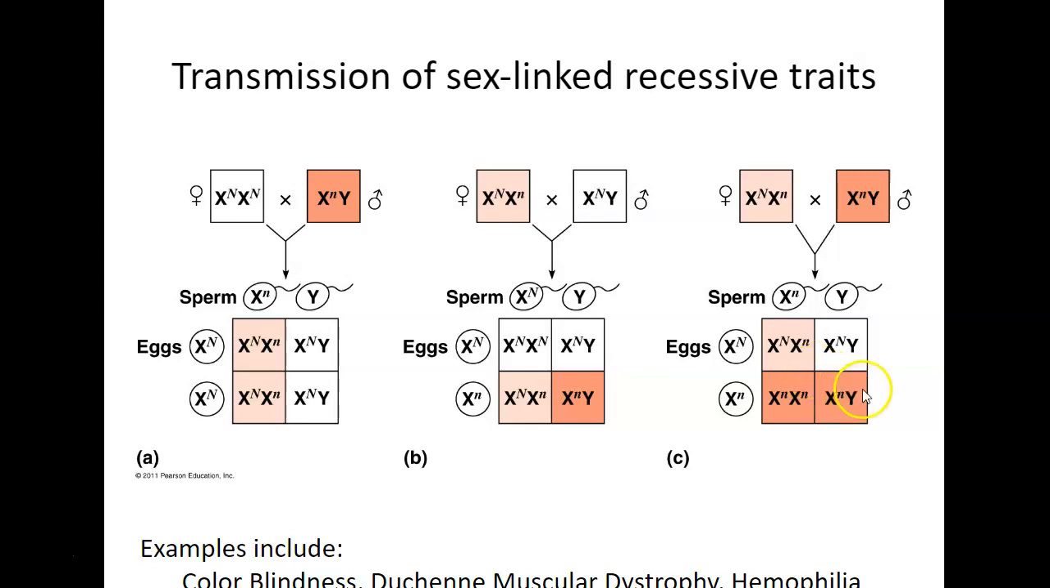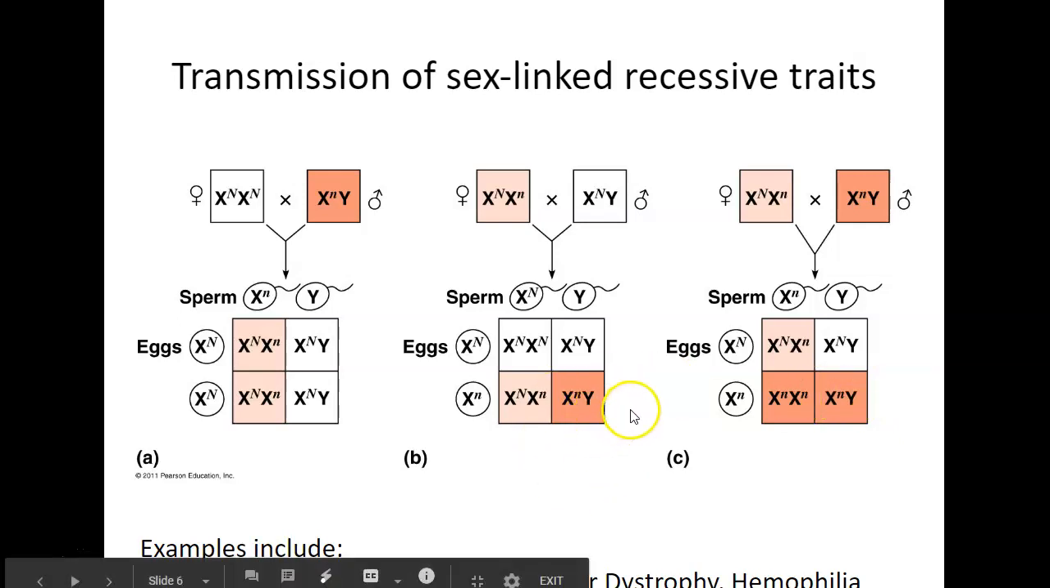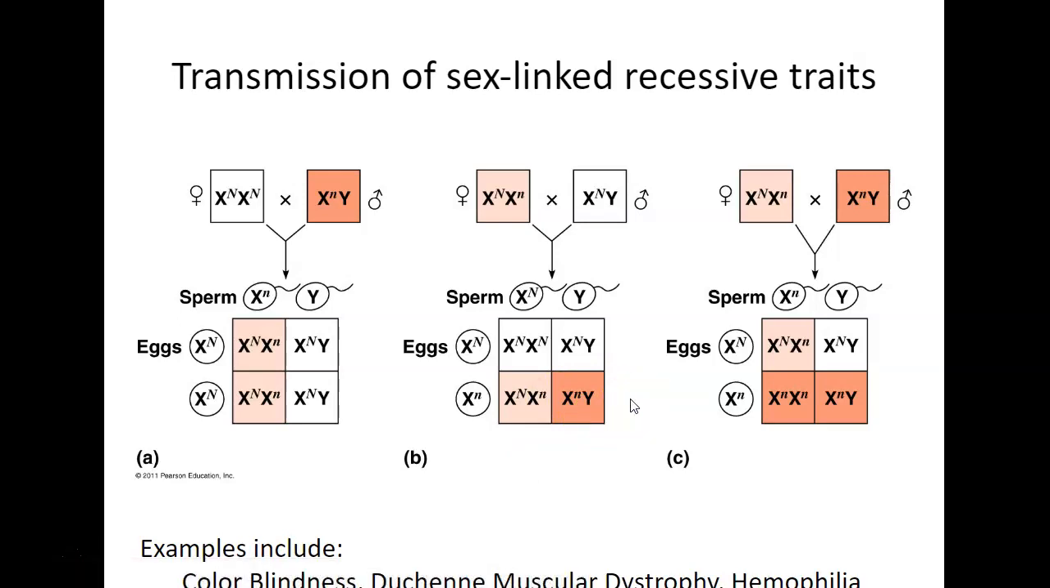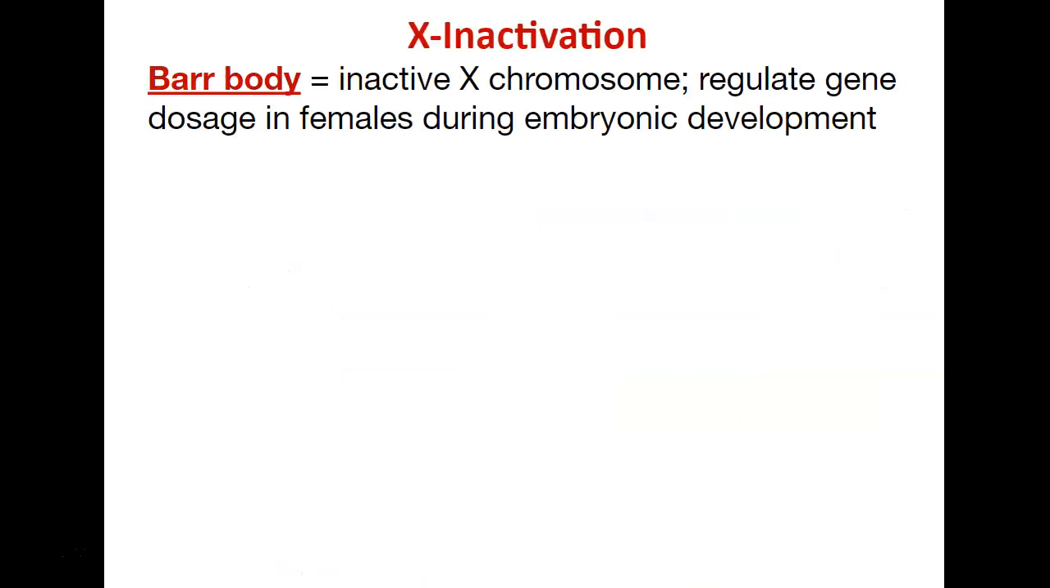So things like this include colorblindness, hemophilia, Duchenne muscular dystrophy. Again, it's a lot easier for a male to get a sex-linked disorder or display a sex-linked trait. Male pattern baldness is another common one because it's on the X chromosome and males only have one.